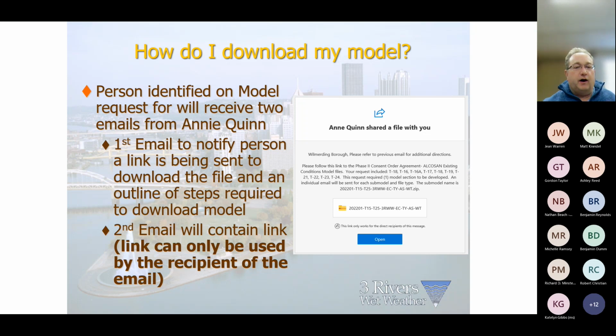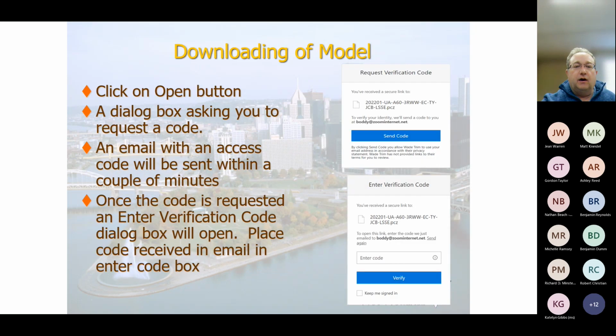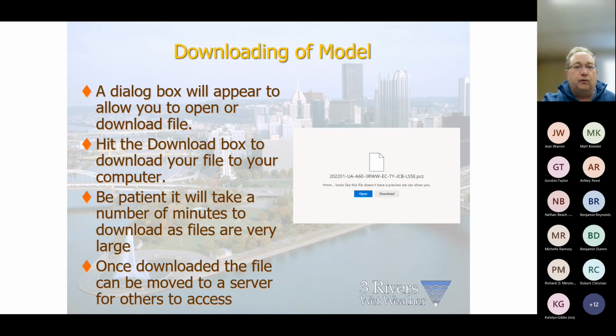You'll get an email from Annie saying that a link is going to be sent to you. The second email will contain that link. Once you get that, you'll have to ask for a code. It'll send you that code. You'll put that in and then you'll be able to download that file.